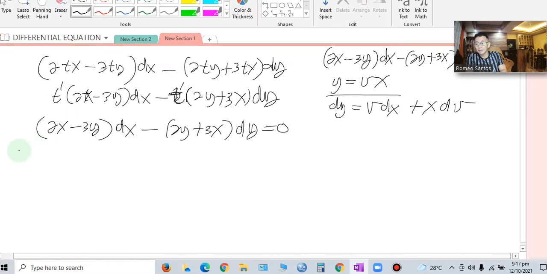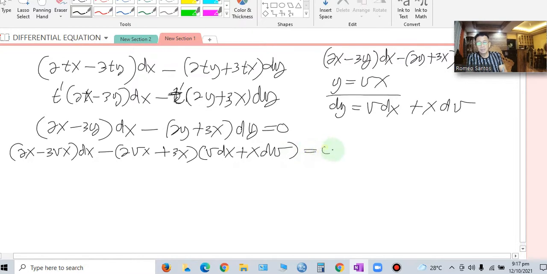So, yung y, tanggalin natin. So, 2x minus 3vx, yung value ng y, okay, times dx. Minus now 2vx, yung value ng y, vx, ito. Plus 3x. Then we will remove also dy, replace it with this value, which is equal to v dx plus x dv equal to 0.